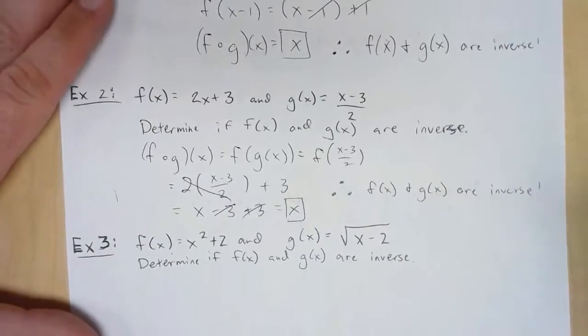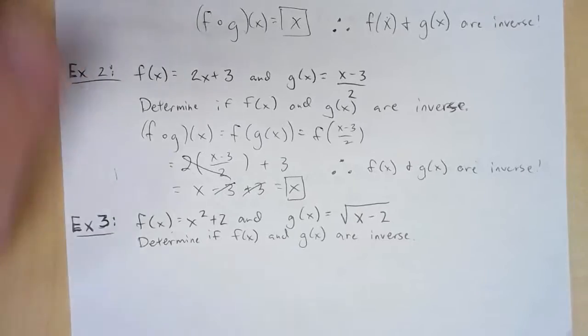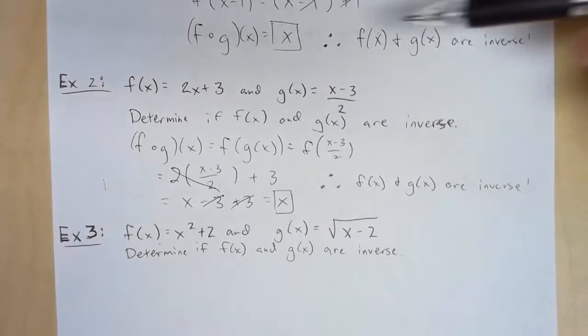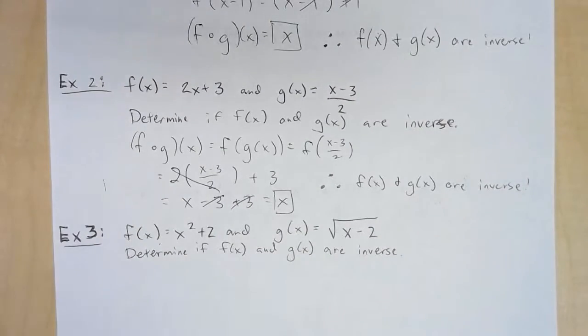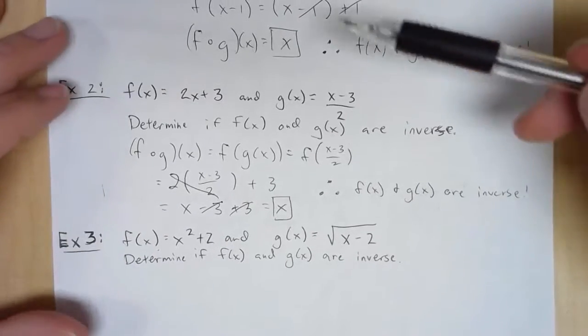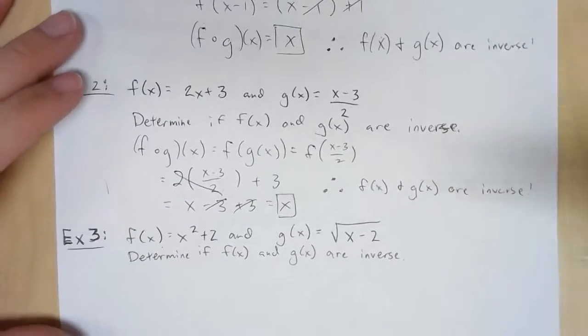Woohoo! Okay, last one. And by the way, if you get anything other than x, so if you're left with like 2x, or you're left with x plus 1, or whatever else, it's not inverse. You have to have just x.